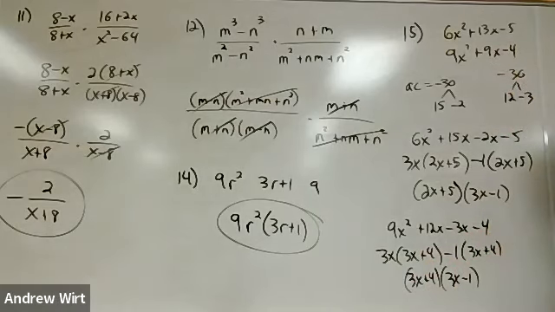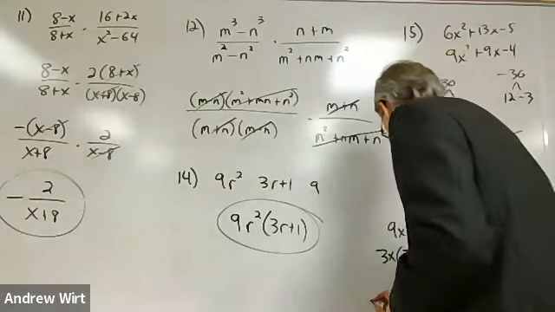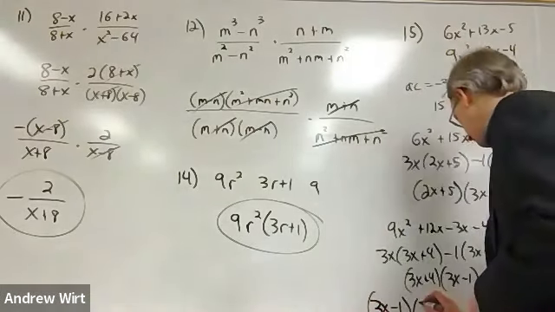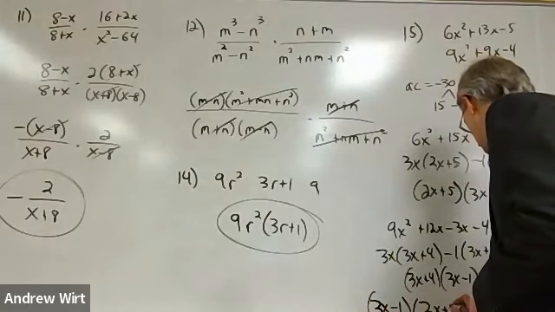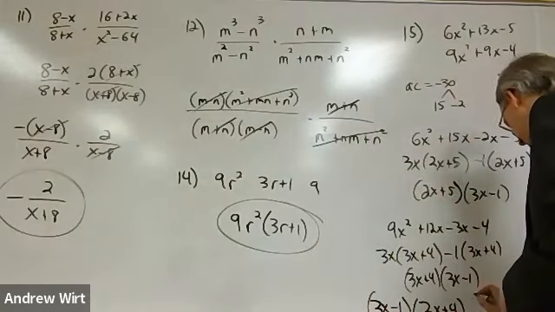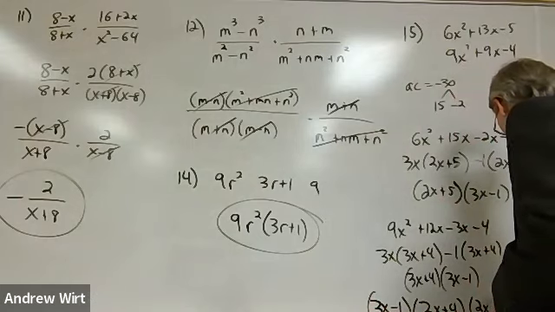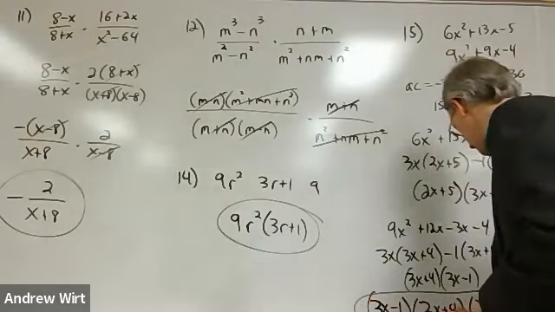Now the LCD then will be every unique binomial. All right, we got matching 3x minus 1s. Doesn't matter that they match. They're both to the first power, so we're just going to include one of those. So we have 3x minus 1. Then we have 3x plus 4. And 2x plus 5. And there is your LCD.